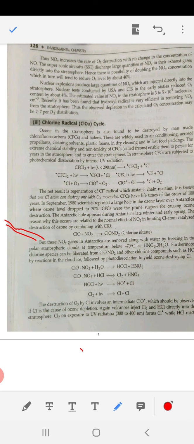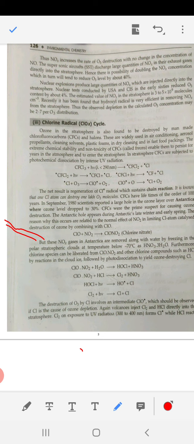ClO free radical absorbs one atomic oxygen to form chlorine free radical and oxygen. The net result is regeneration of chlorine free radical, which sustains the chain reaction from first to last. It is known that one chlorine atom can destroy 1 lakh ozone molecules. CFCs have a lifetime of the order of 100 years.